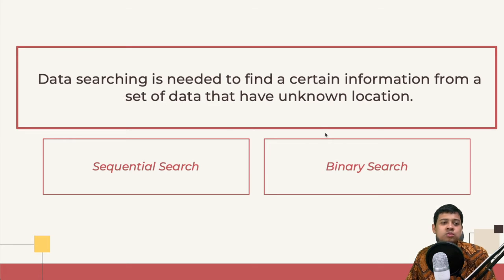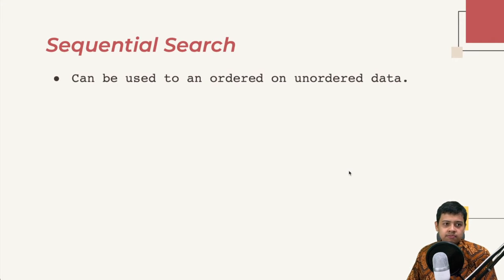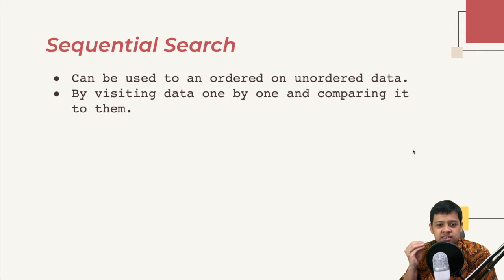In this video, we're going to talk about two different searches. The first one is sequential search, and the second one is binary search. So what is sequential search? A sequential search is a search that can be used on ordered or unordered data. It works by visiting the data one by one and comparing it with the desired information.